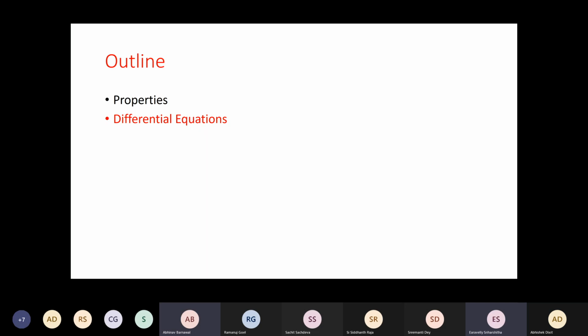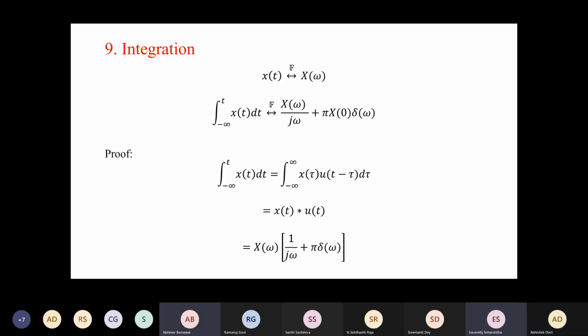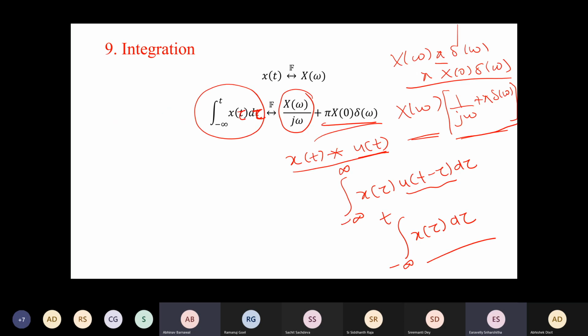Sir, I was wondering, the H(ω) for integration, integrator or accumulator, would be the same as for u(t), right? Yes. H(ω) for integrator is the same as U(ω). Yeah, okay.